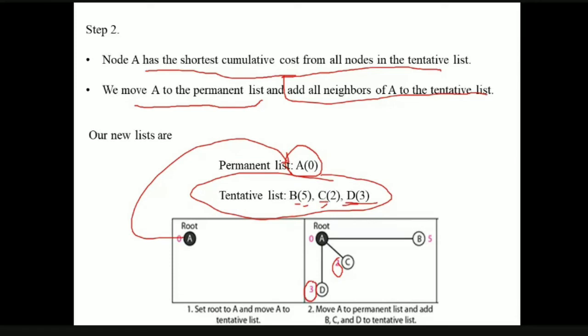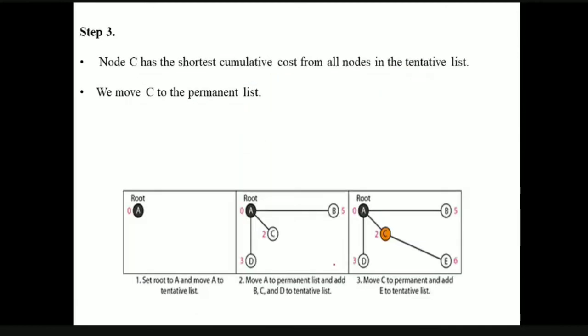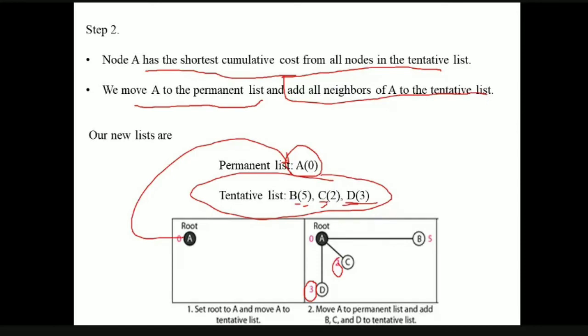So till now it is clear, right? We have moved the root node to the permanent list, and now we have updated the tentative list with all the neighboring nodes of the root node A. Next, what are we going to do? Among the nodes in the tentative list, find the node which has the shortest distance. Among B, C, and D, what is the shortest value? Among 5, 2, and 3, what is the shortest value? C. So now we consider C.